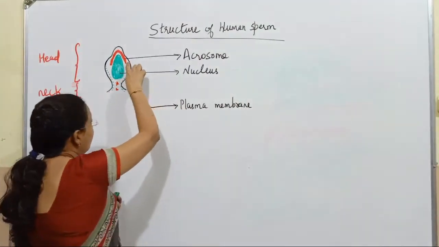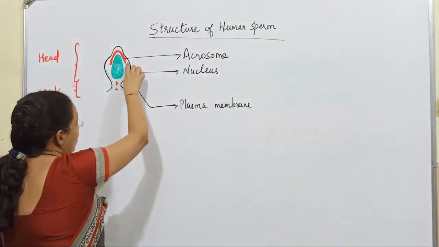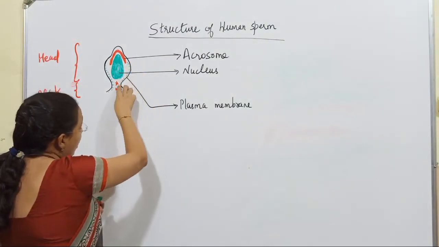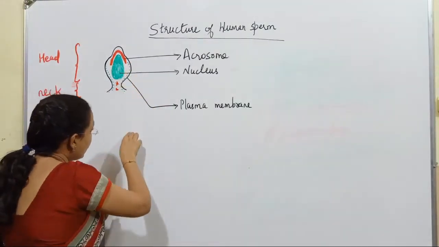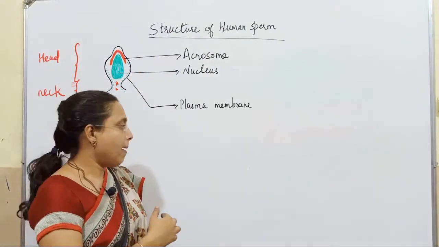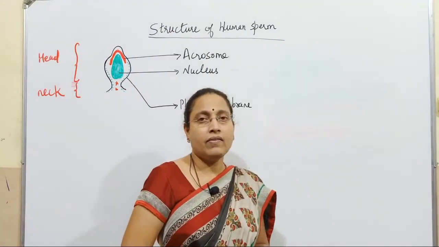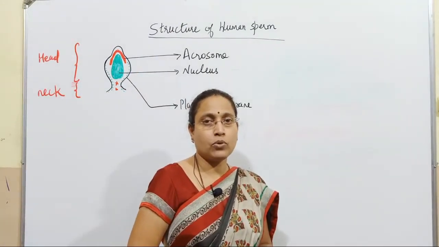And there is a membrane which covers the head region and also continues in the middle piece. It's called the manchette, and it may have a role in transport.